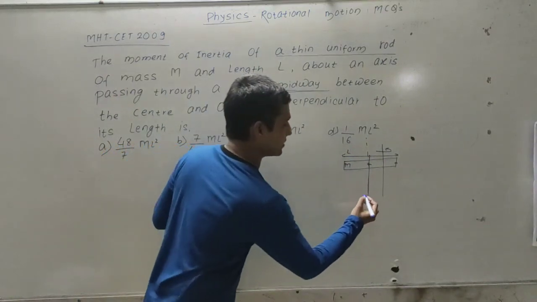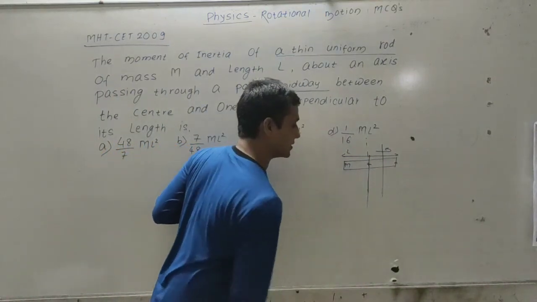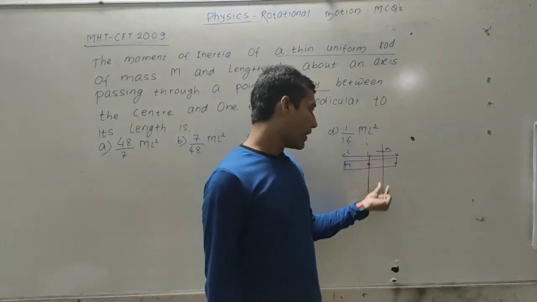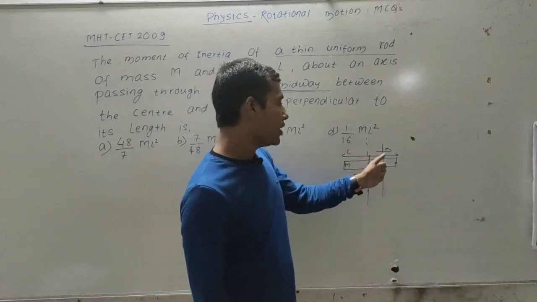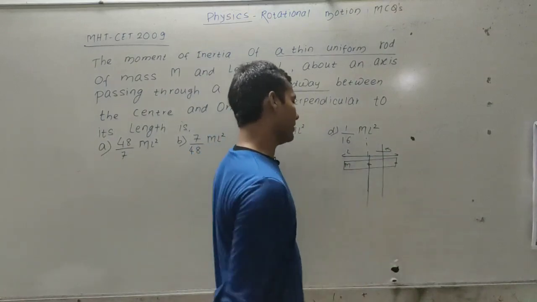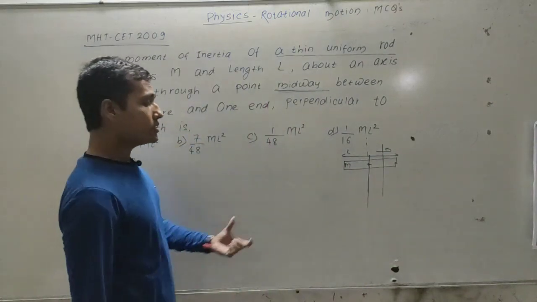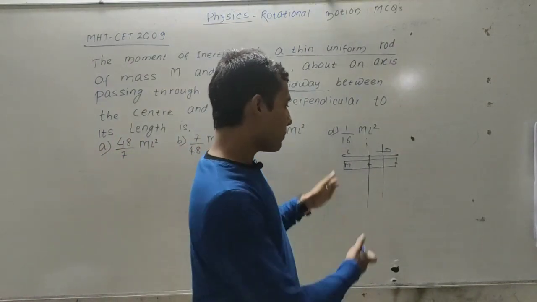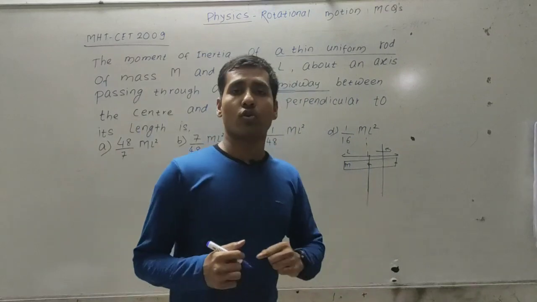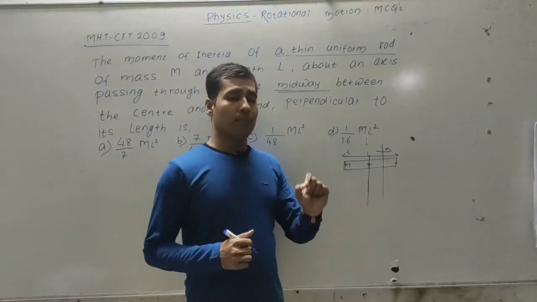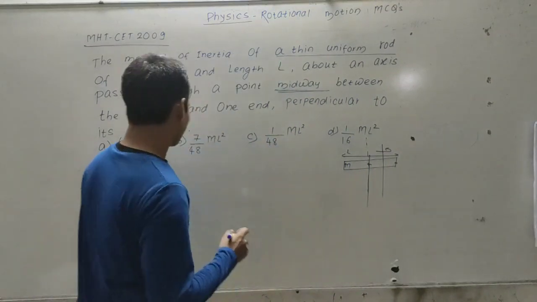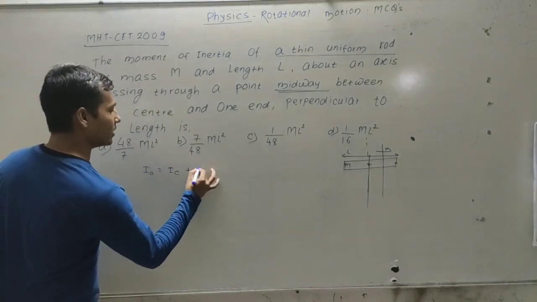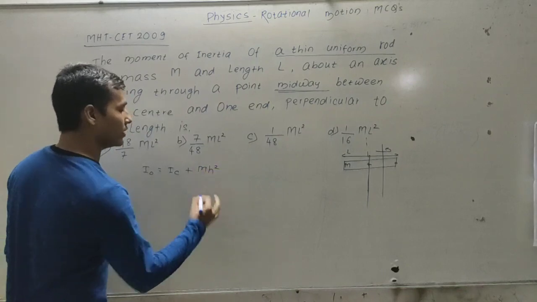So there are two axes, this axis and this axis. This is the axis passing through the center of mass, and this is the axis passing through the midway between center and its one end. So which theorem is applicable here? Here the two axes are parallel to each other. Therefore we have to use the theorem of parallel axis. So I_O is equal to I_C plus m h square.